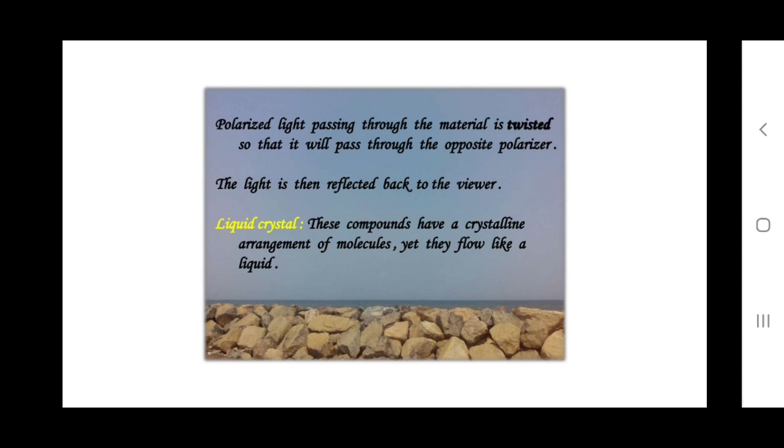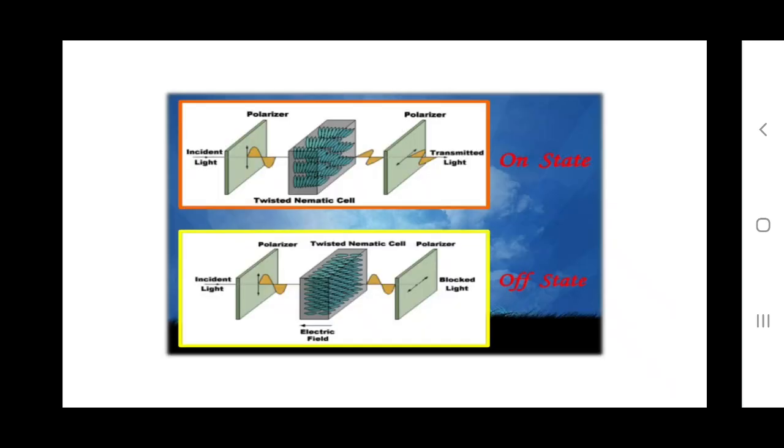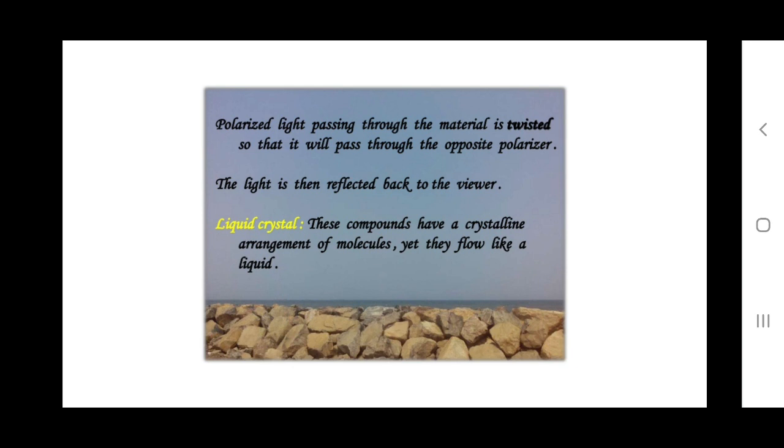Polarized light passing through the material is twisted so that it will pass to the opposite polarizer. The light is then reflected back to the viewer. So when it is placed opposite to one another, the light is reflected, which I will be showing in the next slide.